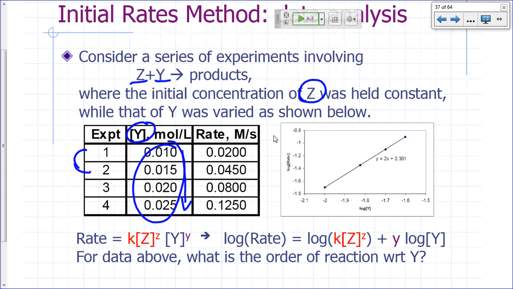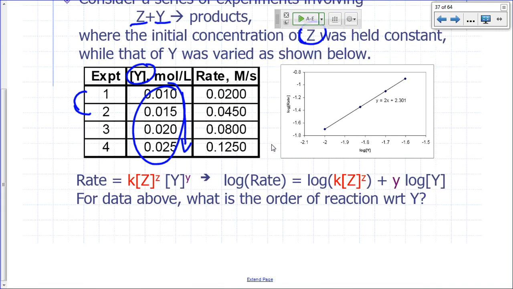Okay. So if you look at your rate law, remember our rate law is of the form rate equals k times the concentration of z raised to the power corresponding to the order of reaction with respect to z, times the concentration of y raised to the order of reaction with respect to y. That's your rate law, remember? So in all of these cases, we're going to be maintaining the same initial concentration of z. So this whole thing would just be a constant. Okay? So this is constant for all the runs.